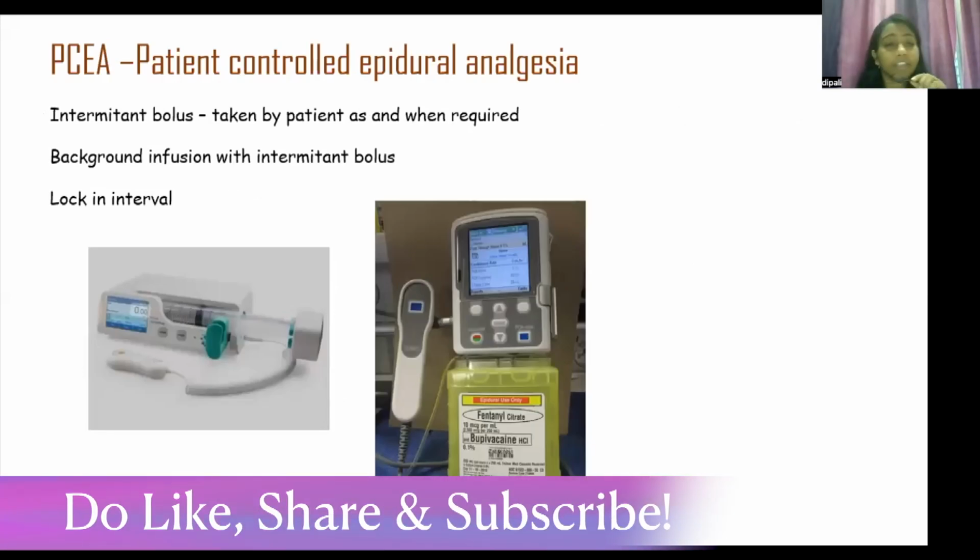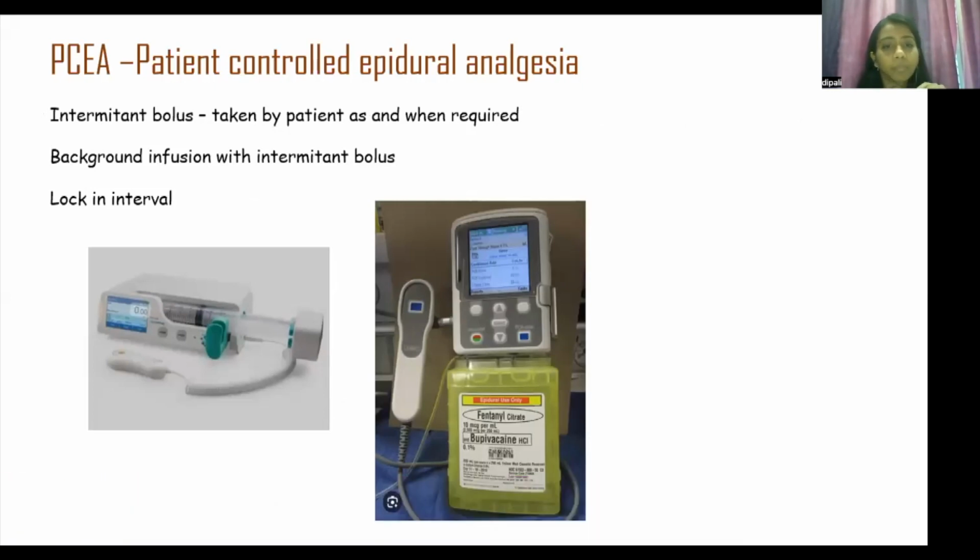PCA is a device in which we give the patient intermittent boluses. The advantage is that the patient can self-administer these boluses with the help of a remote. So we can give background infusion with intermittent bolus through the device. We set the background infusion rate, we set the bolus volume that will be delivered through the remote, and we set the lockout interval to prevent multiple boluses or local anesthesia toxicity.